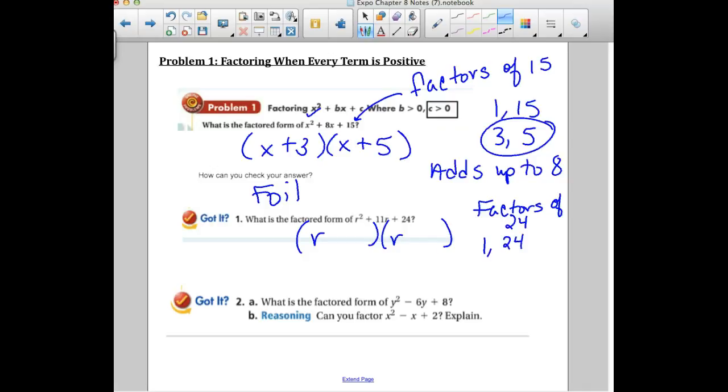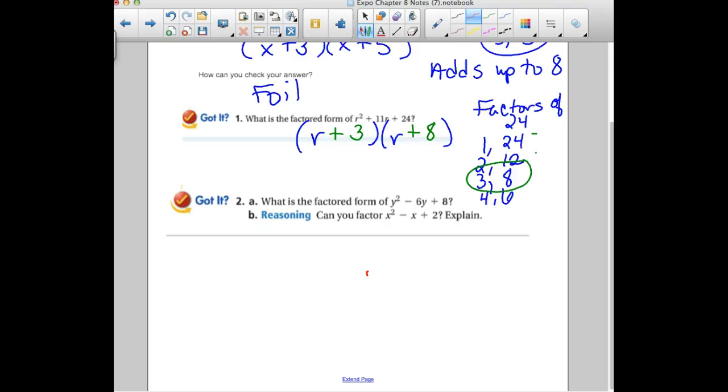We have 1 and 24, we have 2 and 12, we have 3 and 8, and we have 4 and 6. All right, so we're going to look at those pairs and say which one adds up to 11. Well, if we add this first one, we get 25. If we add the 2 and 12, we get 14. But 3 and 8 would add up to be 11. So that's the pair we need, a 3 and an 8. All right, we're going to come back to these two questions here in just a minute.